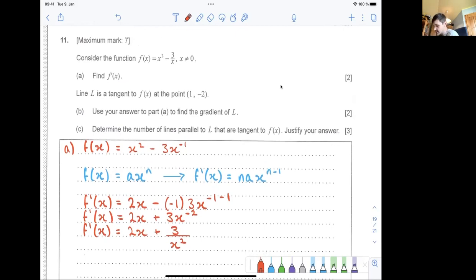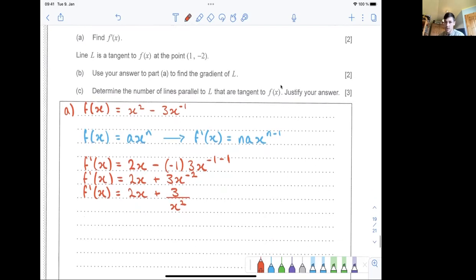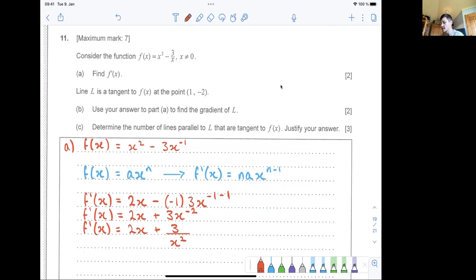So part B says line L is a tangent to f(x) at the point (1, -2). Use your answer to part A to find the gradient of L. Another term you can use for the first derivative is the gradient function. It's a good thing to remember the link between a function and its first derivative. The first derivative will tell you the gradient of that function at any particular x value that you substitute into it.